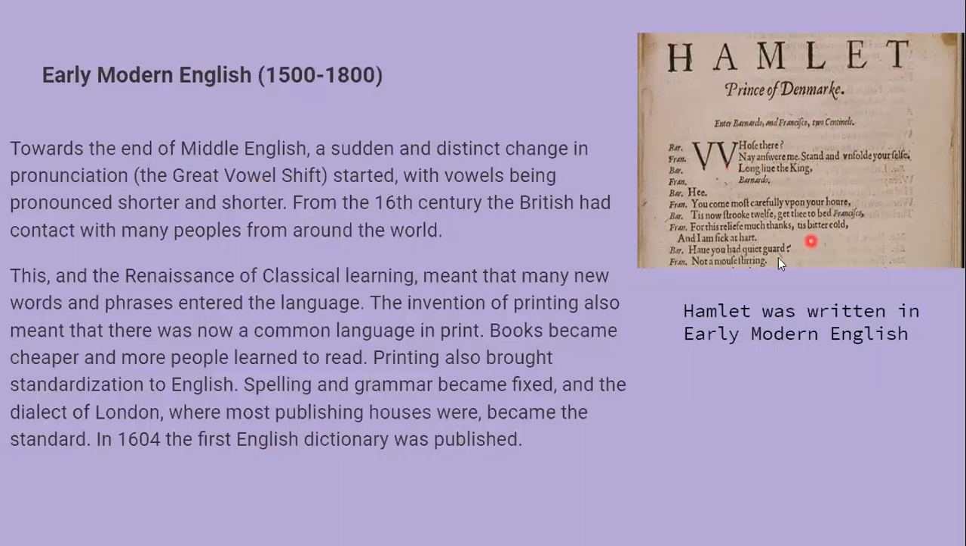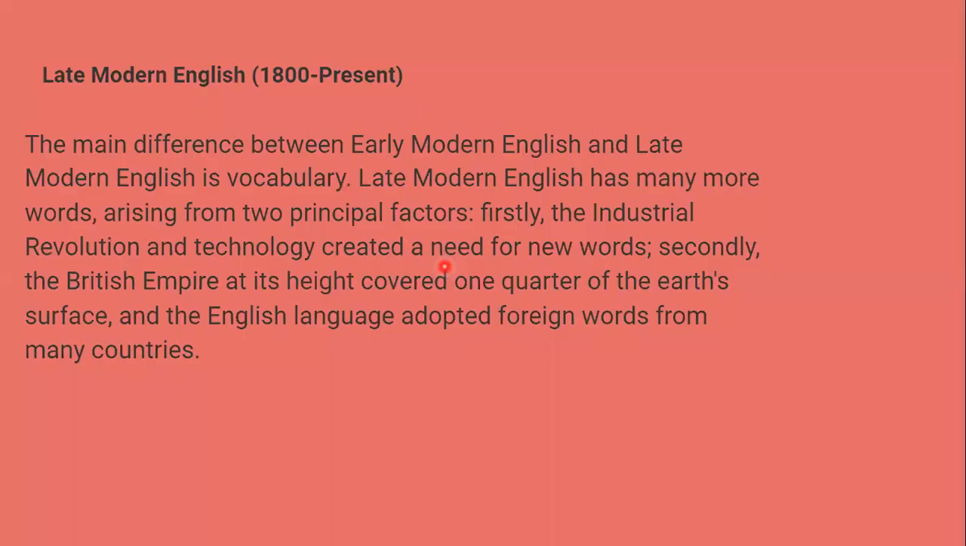The original Hamlet was written in early modern English. So if you're a big fan of Shakespeare, it's in this time that he started contributing to the English language. What we have now and later is late modern English, which is still used up to now. Obviously, it became popular and used around the world because of the Industrial Revolution, technology, the internet, and also because of the British Empire, of course. It covered a lot of the earth, a lot of land on the planet, of the past.